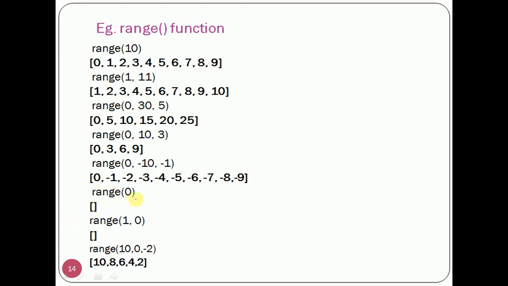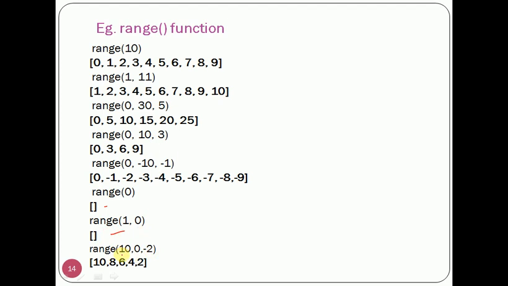Start value is not there, step value is not there. End value is 0. So it is an empty list. Then in this case also, range(1, 0). It must start from 1 and the end value is 0. So how is such a list possible? So that is also empty.